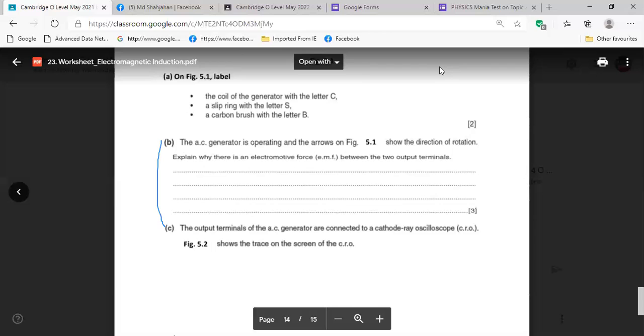So the main thing is that magnetic field lines are cut, right? Yes, sir. Done? Yes, sir.